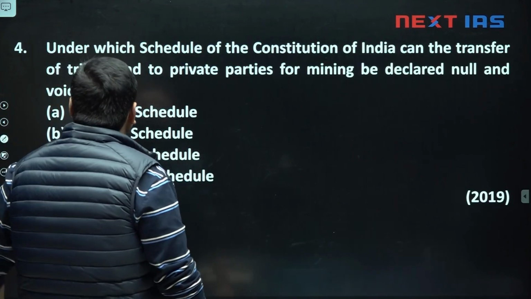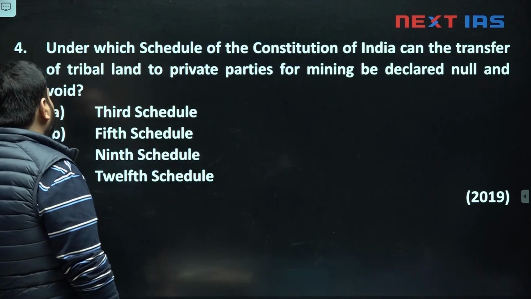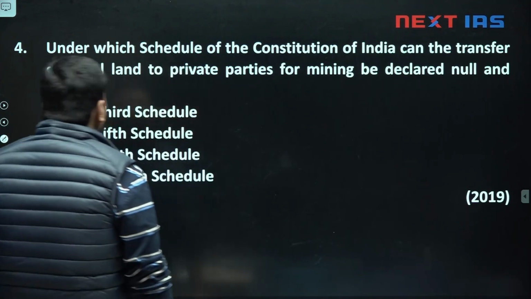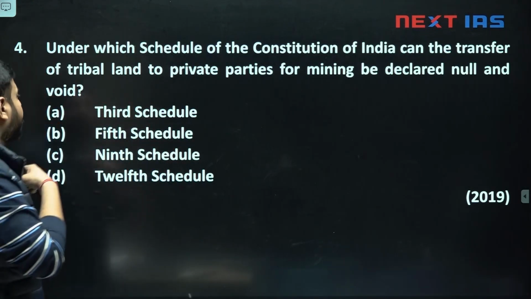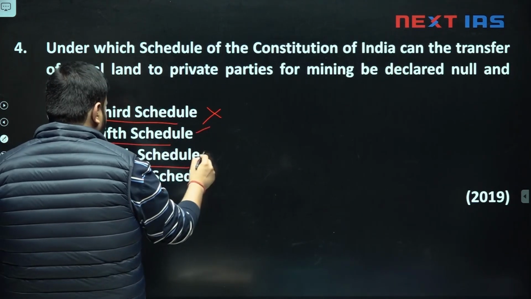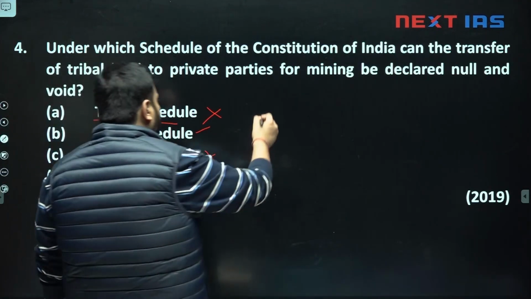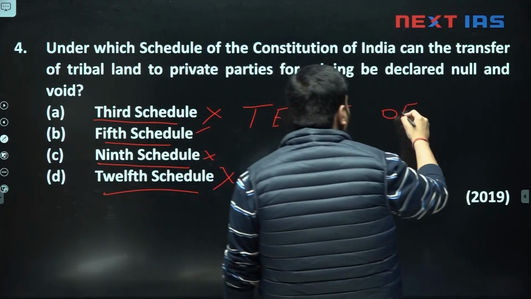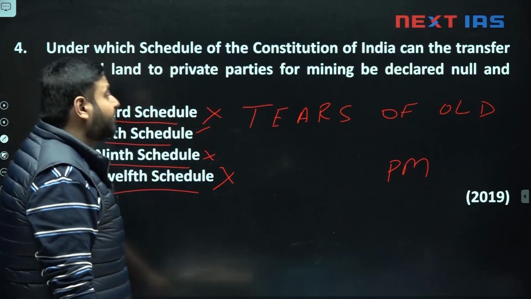Then under which schedule of the constitution India can transfer tribal land to private parties for mining be declared null and void. It means which schedule protects the land of the tribal community? 3rd schedule? No. 5th schedule? Yes. 9th schedule? No. 12th schedule? No. In order to remember this, there is an acronym that you may remember: Years of Old PM. Through this you can identify the 12 schedules of the constitution.